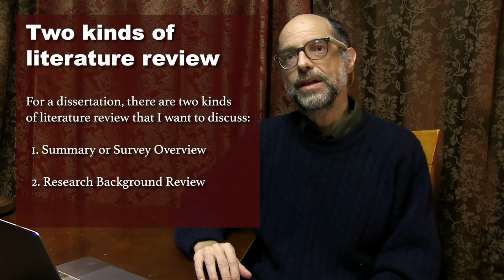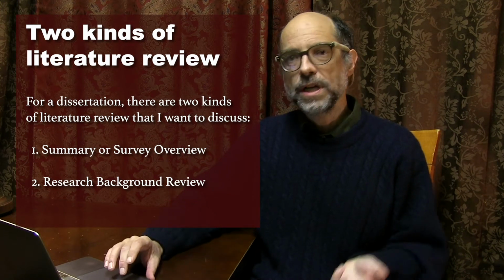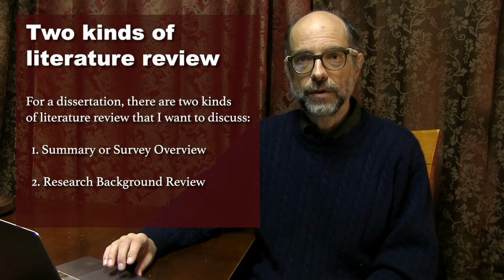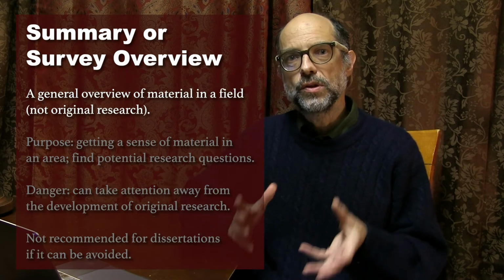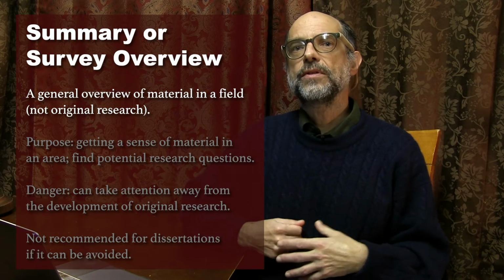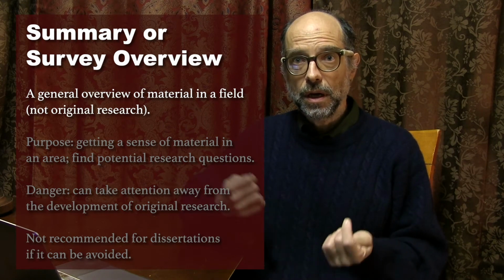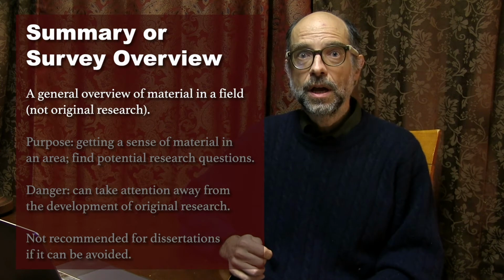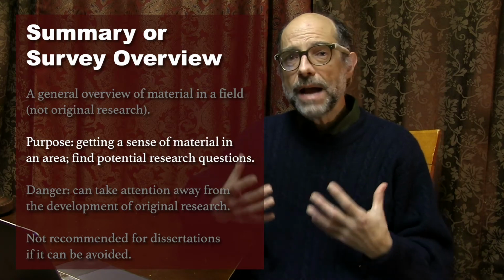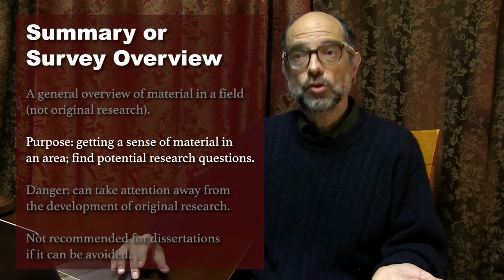For a dissertation, I think there are two kinds of literature review that are particularly noteworthy. One is what I call the summary or survey overview, and the other is the research background literature review. The summary or survey overview is a general overview of material in a field. It's not original research. It's the kind of thing that you might find in a textbook. It's the kind of thing that might be assigned for coursework in a seminar. Its purpose is to give a sense of material in a field and perhaps to find potential research questions, but it's not really judgmental. It's not analyzing so much as presenting a survey, right?